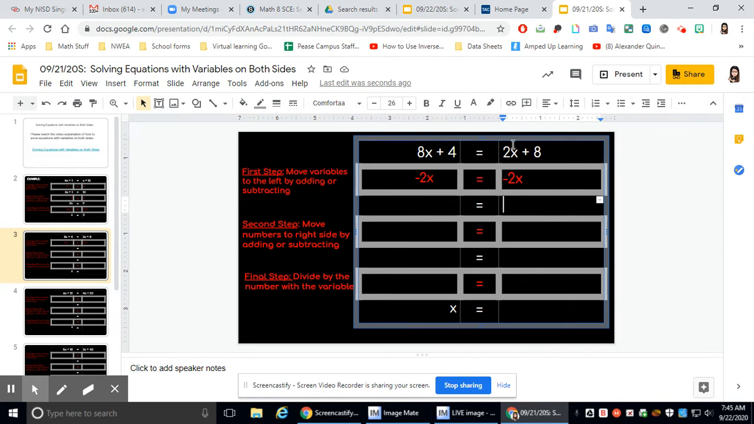So underneath that, I'm going to write 8 because that's all that's left on the right side. On the left side, I'm going to type 6x plus 4 because when I subtracted 8x and 2x, I got 6x, and all I did was bring down the 4. Our next step is to move numbers to the right side by adding or subtracting.